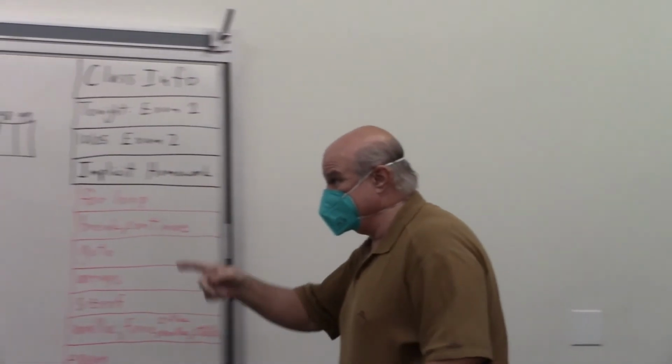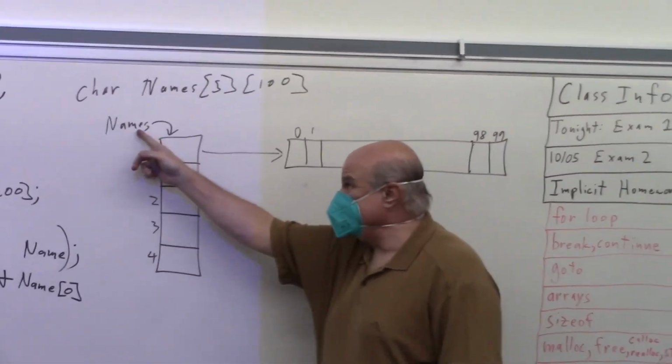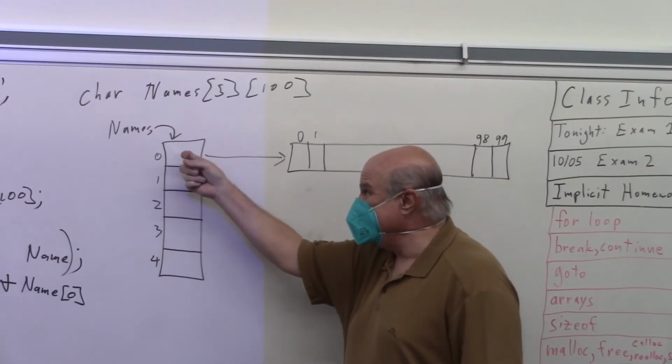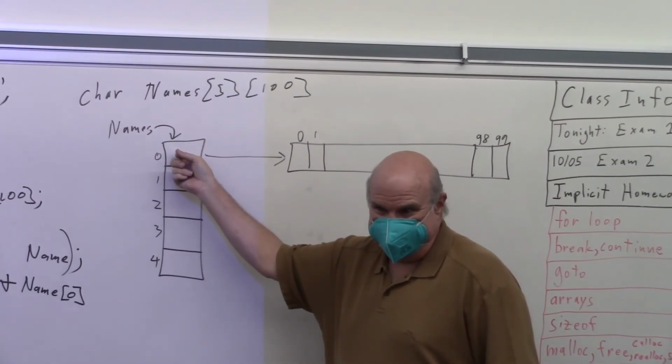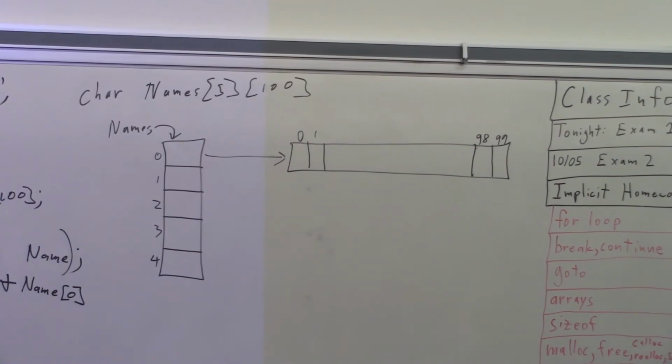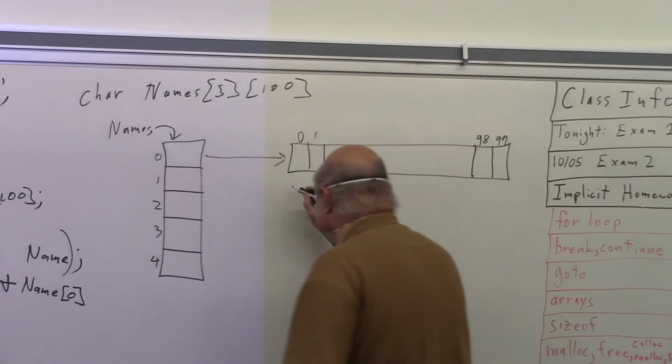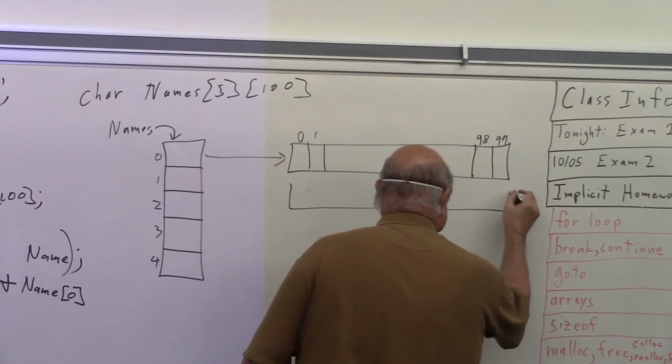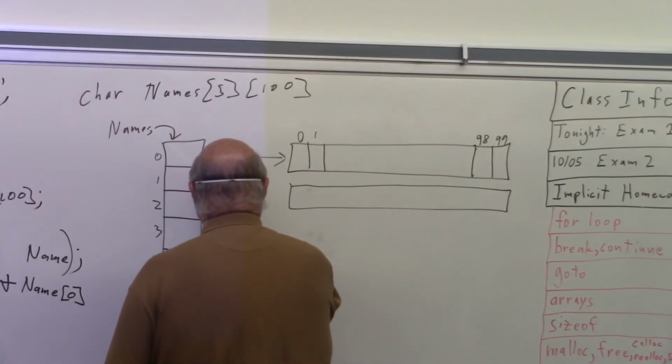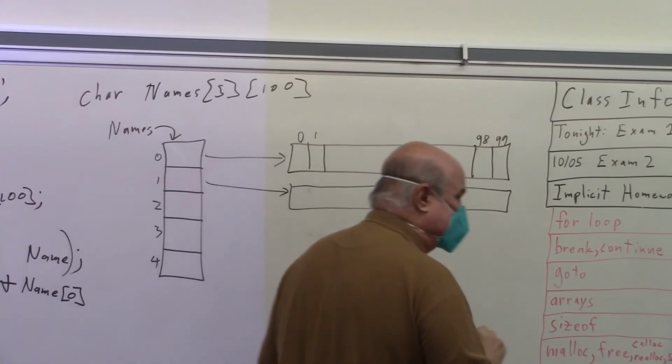That's why names sub 0 goes to the array called names, indexes it for 0, and gets a pointer. If we change it into names sub 1, it would go to the same amount of points. Not the same, some other chunk of memory is pointing to.